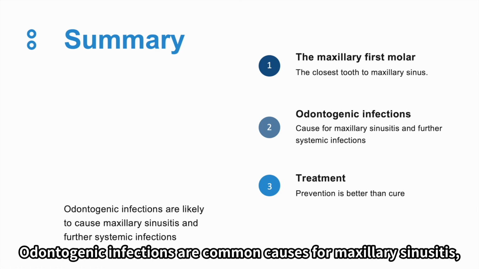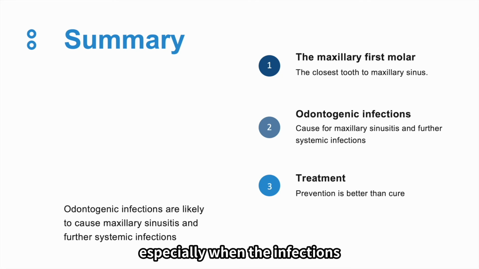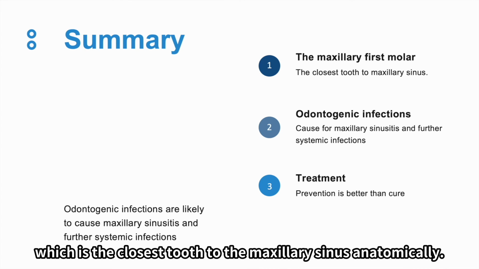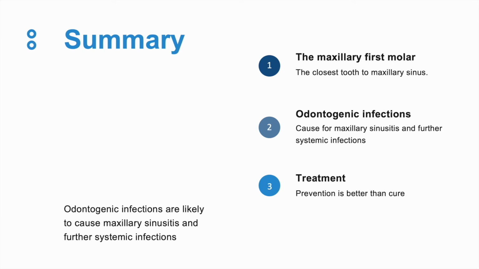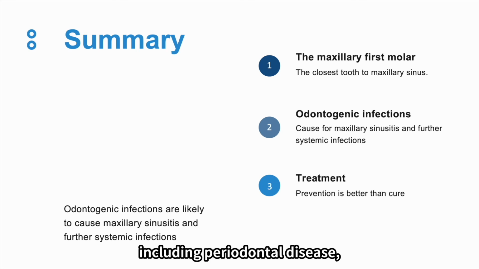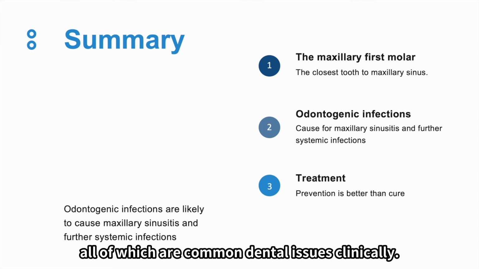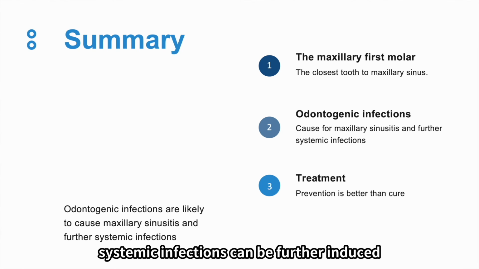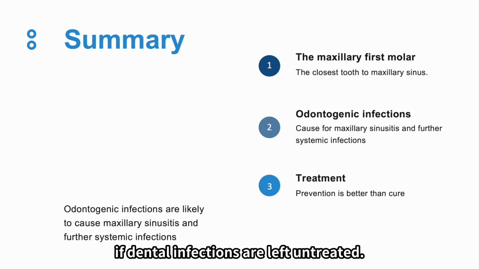Odontogenic infections are common causes for maxillary sinusitis, especially when the infections take place in the maxillary first molar, which is the closest tooth to the maxillary sinus anatomically. The infection can be triggered by numerous events, including periodontal disease, deep caries, and pulp necrosis, all of which are common dental issues clinically. Aside from maxillary sinusitis, systemic infections can be further induced if dental infections are left untreated.